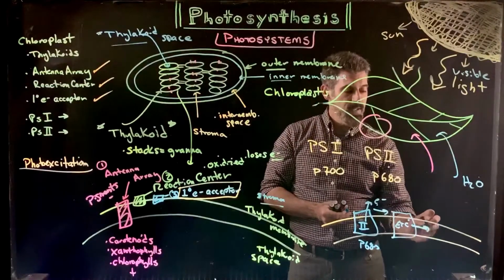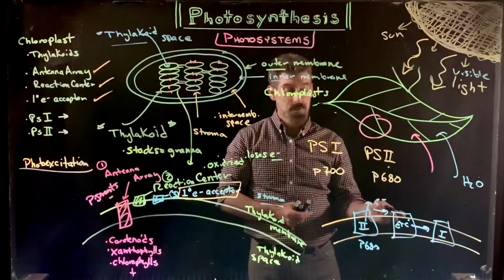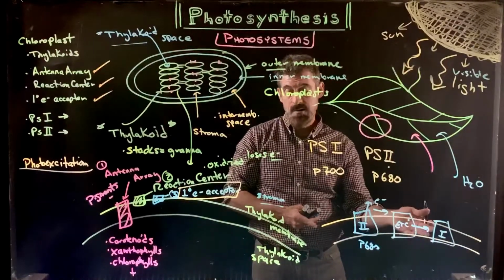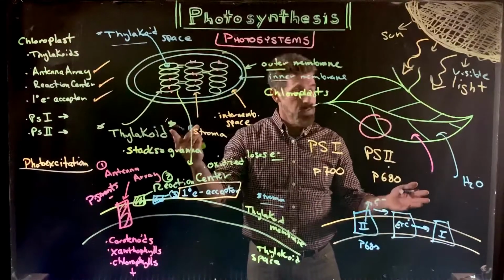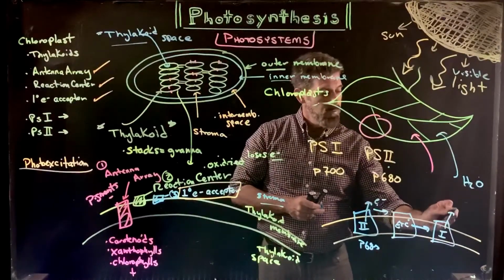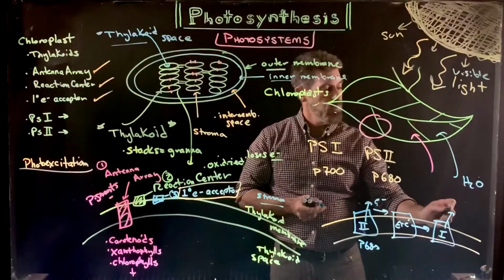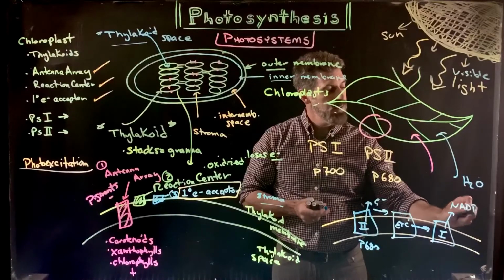This will give the electrons to photosystem 1. Photosystem 1 will take those electrons to replace the ones lost by its reaction center, because its reaction center was oxidized. It'll then give those electrons ultimately to a carrier called ferredoxin. That'll give them to another enzyme, but ultimately they're going to be carried by NADPH.